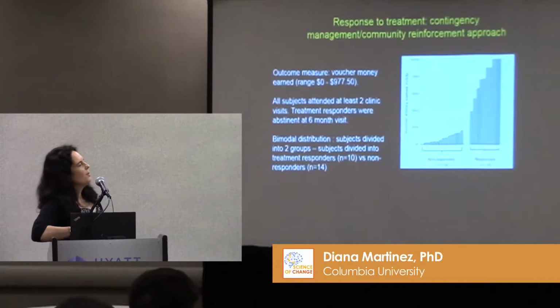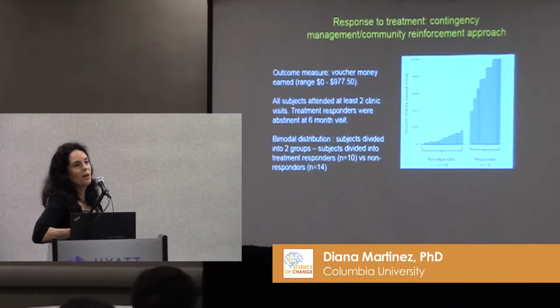This is the outcome of the behavioral treatment. As I mentioned, the outcome is simply voucher money. How much money did they earn over the 12 weeks? This is shown over here. We had people fall into two groups. It was a bimodal distribution, which has been described previously for this type of research, which actually is very helpful when you're analyzing small data sets, as we have with PET.